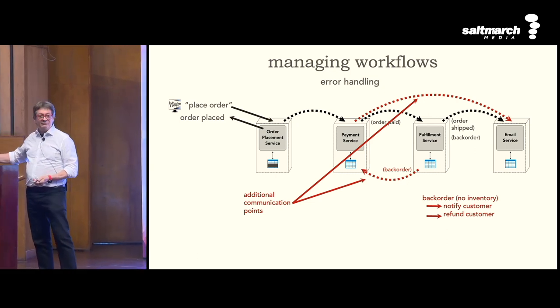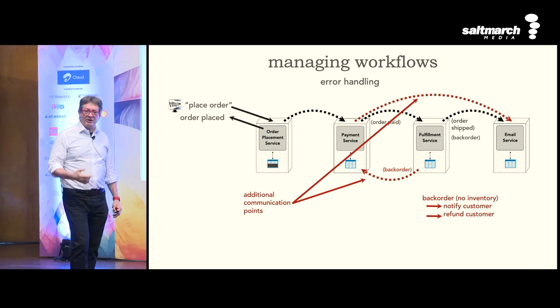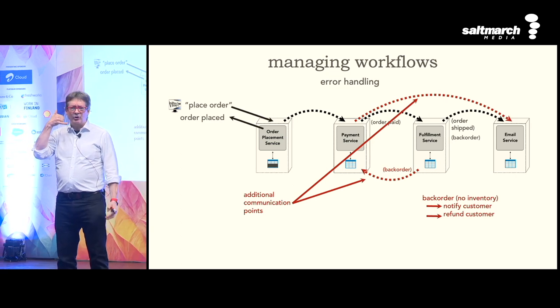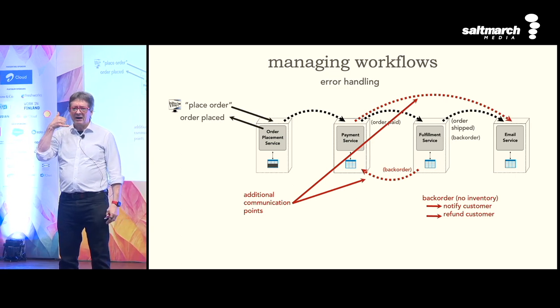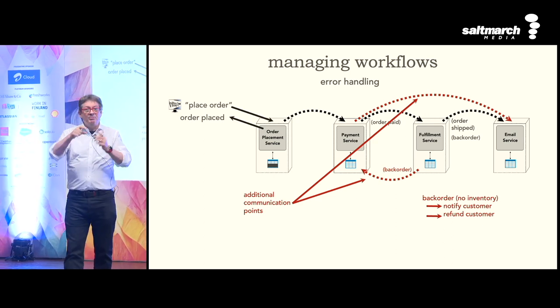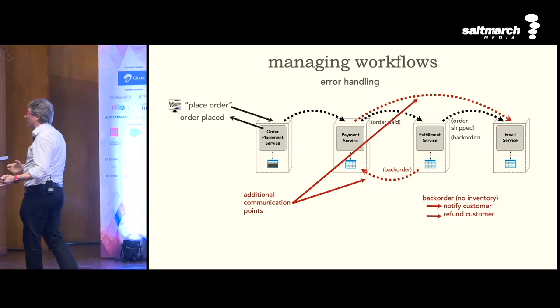In fact, it gets even worse because at this point, Mark calls up the company and says, hey, I ordered a book several weeks ago. And I haven't heard anything. Where is it? How do I query the state of this workflow? I don't know. It could be lost in messages somewhere. It's really hard because there's no real state owner.